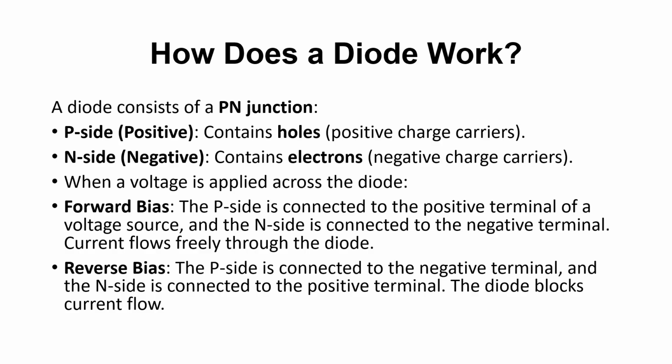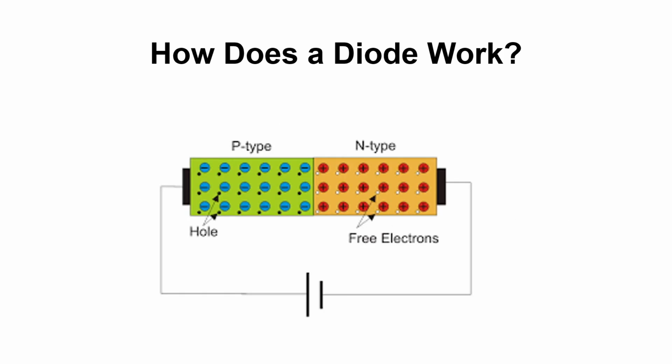Second, reverse bias. Flip the connections, positive to N side, negative to P side. Now the depletion region gets wider, almost no current flows, just a tiny leakage, and the diode blocks the flow. Here's a quick visual to help picture that forward versus reverse bias setup. And here's the standard circuit symbol for a diode. The arrow shows the direction conventional current is allowed to flow, from positive to negative, anode to cathode.